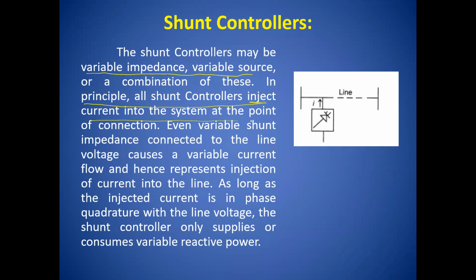current into the system at the point of connection. Whenever you connect the controller at the sending end, it will either inject current or consume current, depending upon the variable impedance, whether it is a capacitor or an inductor. If it is an inductor, it will consume reactive power or current, and when it is a capacitor, it will supply reactive current and power, isn't it? The point of connection may be the center of the line or the receiving end of the line. Even a variable shunt impedance connected to the line causes variable current flow and hence represents the injected current into the line.